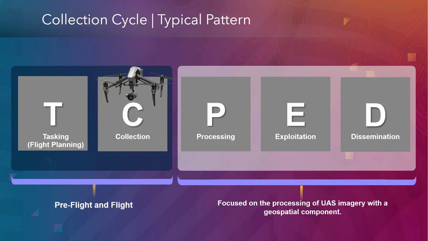So let's look at the collection cycle now and the typical pattern. Well, the way we understand this is, first of all, if we think about tasking or flight planning, deciding where you're going to go and fly, how high and how far you're going to fly, what the camera angle is, and all those sorts of things. And if you're going to set up a flight pattern that you're going to want to repeat over and over again. So once that's thought about, that's decided on, the drone is decided on as well, you then go out and do the collection. And this is the actual performing of the flight itself.